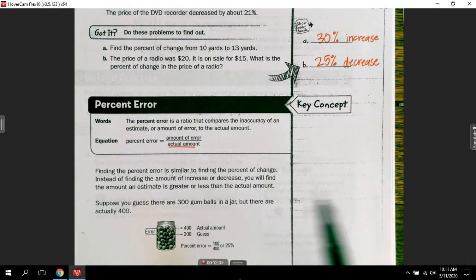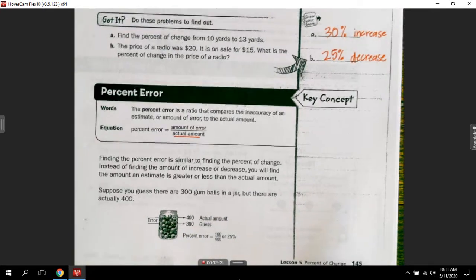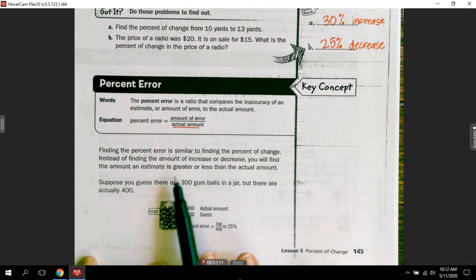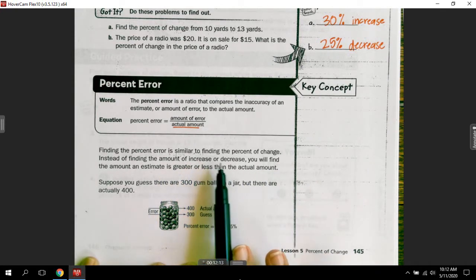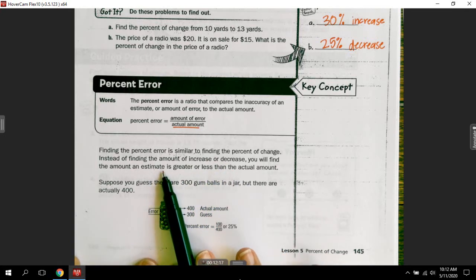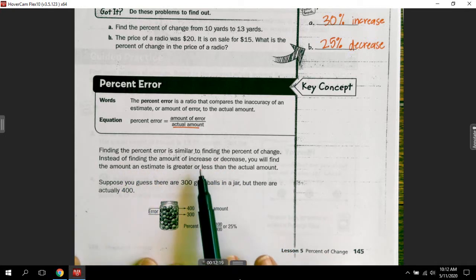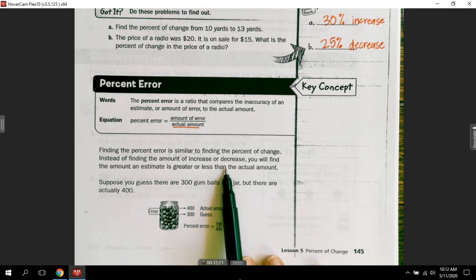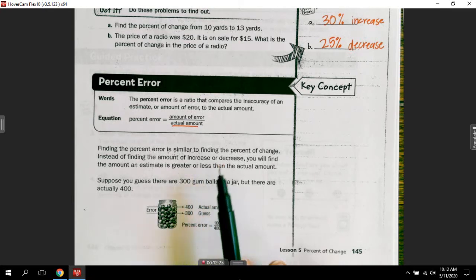Okay. So finding the percent of error is similar to finding percent of change. Instead of finding the amount of increase or decrease, you're going to find the amount that an estimate is greater or less than the actual amount. So you're still just subtracting two numbers. It's just instead of subtracting how much it's increasing or how much it's decreasing, you're finding how much were you actually off, okay?